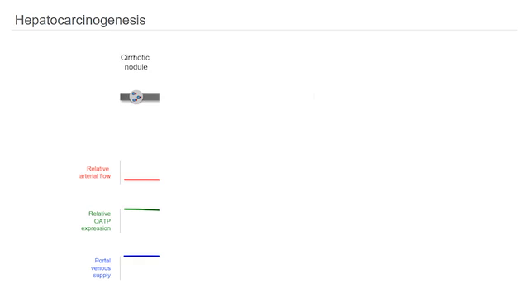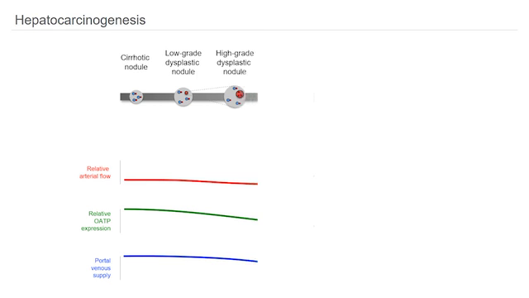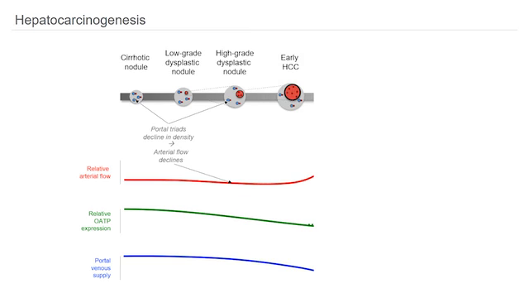So the process of hepatic carcinogenesis starts with a cirrhotic nodule, and progressively the cirrhotic nodule can develop into a low-grade dysplastic nodule, and then progress to a high-grade dysplastic nodule. In this process, as the nodule grows, you can see that the portal triad density begins to decline, and as a result, arterial flow begins to decline. The next step in hepatic carcinogenesis is development of early HCC, at which point portal venous supply decreases enough for us to detect these lesions as hypovascular masses.